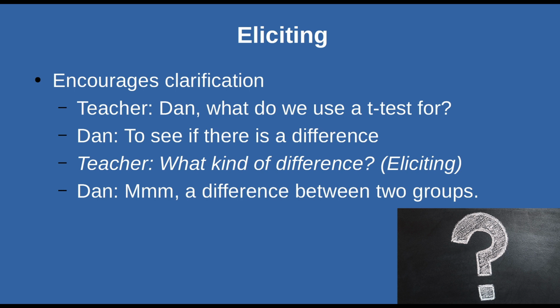In other words, we need more information. Dan says, "A difference between two groups." Now we go from an answer that was correct in the beginning to one that is clearer and more correct. It provides more context around what type of difference we are looking for. This is an example of probing using the technique of eliciting.